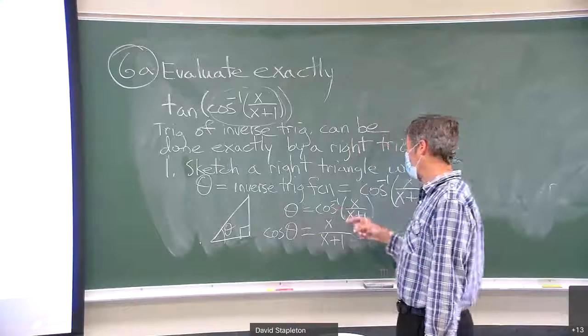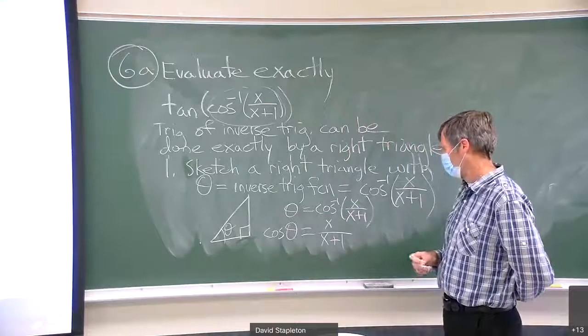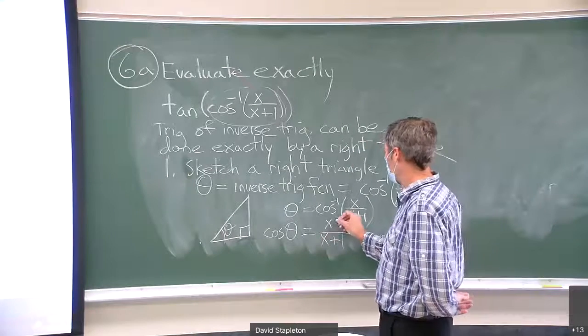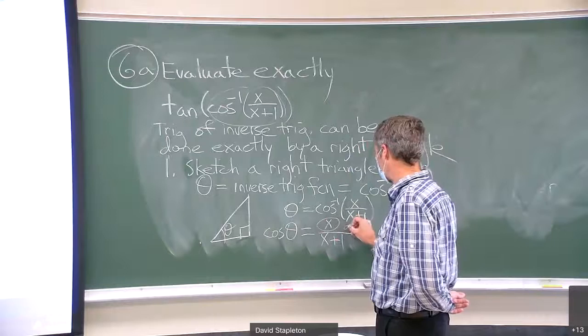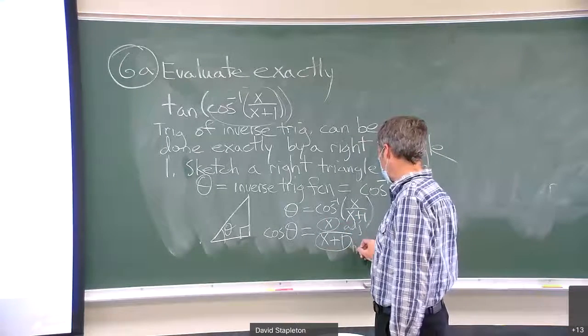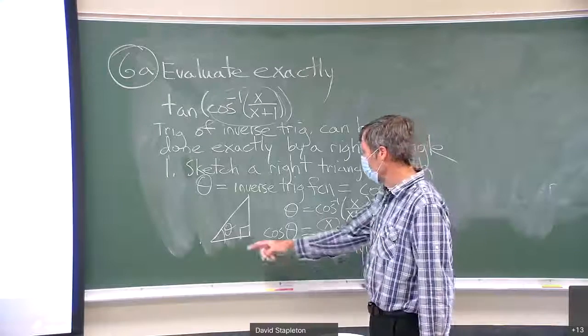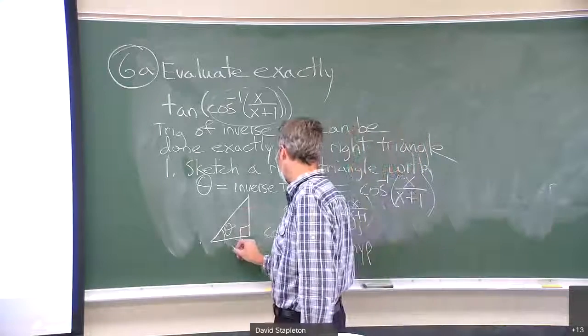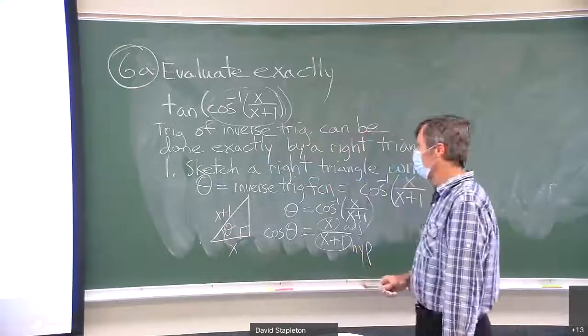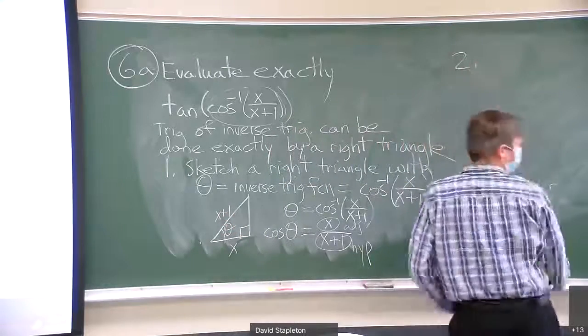I take the cosine of both sides and get cosine theta must be x over x plus 1. So now cosine theta is adjacent over hypotenuse, so I could take this to be the adjacent side, and I could take this one to be the hypotenuse. So I've got adjacent over hypotenuse. This must be x, and this must be x plus 1.